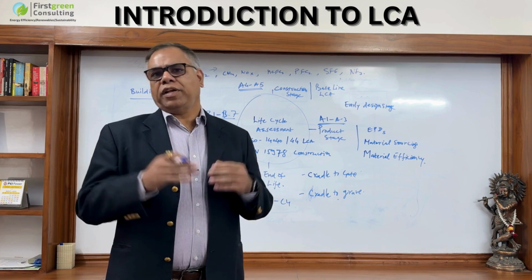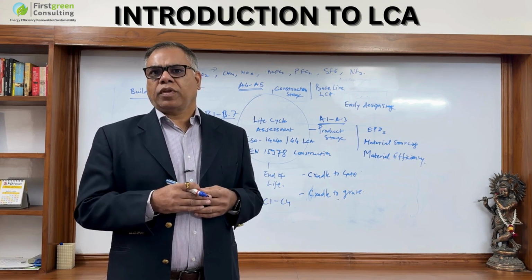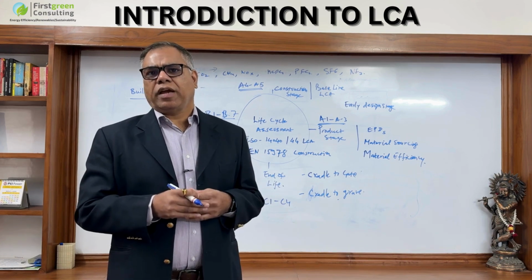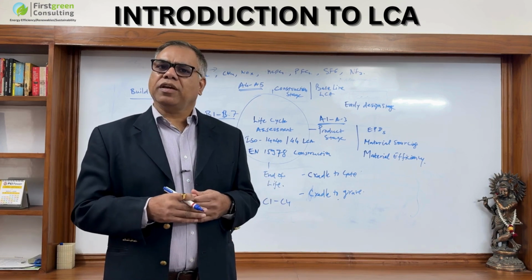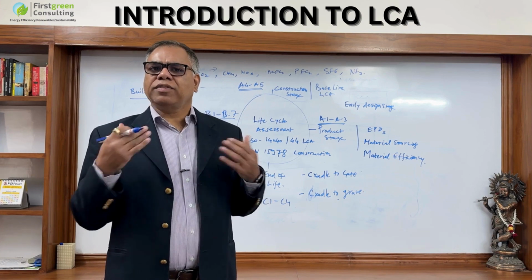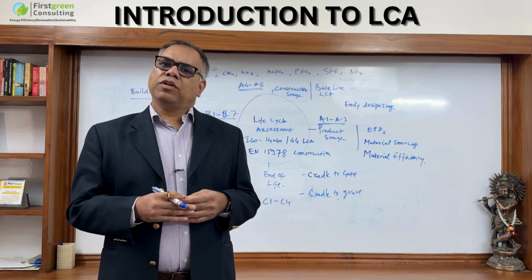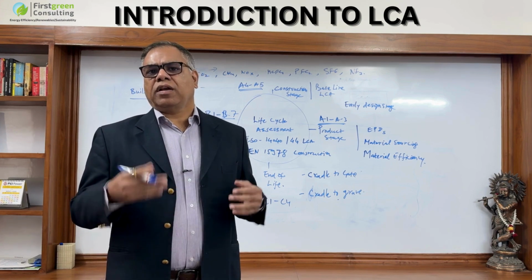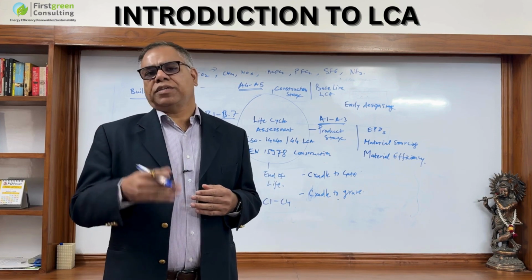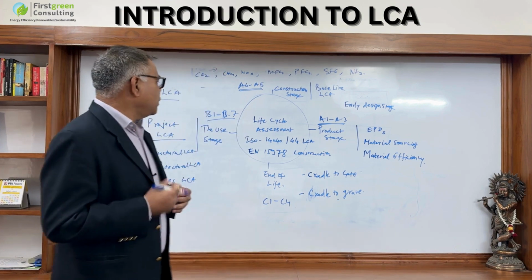To create the building, we require some ingredients, and these ingredients are brought from various places, and then we do the construction of the building, and finally we operate the building, and at the end of its life we demolish the building. In this whole process, whatever the emissions are, they are known as the total emission of the project, and that is assessed as per the life cycle assessment method.